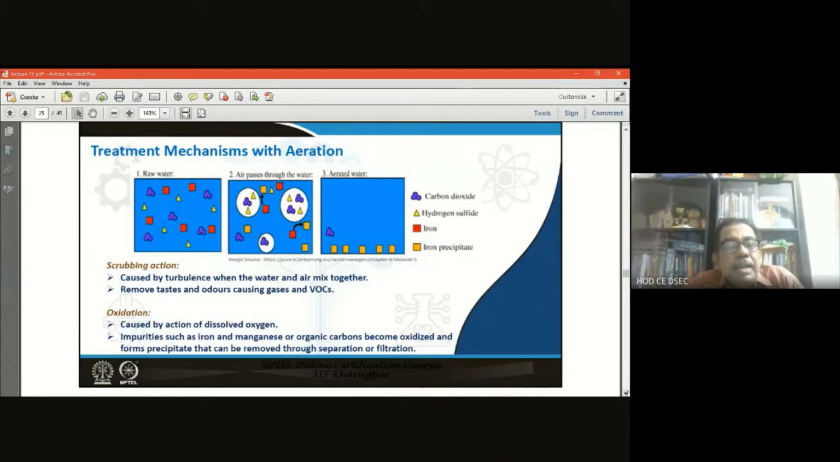Now, what is scrubbing action? It is the turbulence when the water and air mix together. So it denotes the turbulence of mixing of water and air.